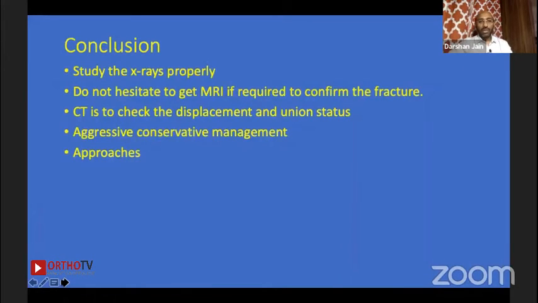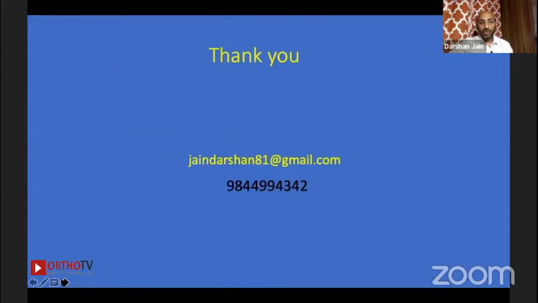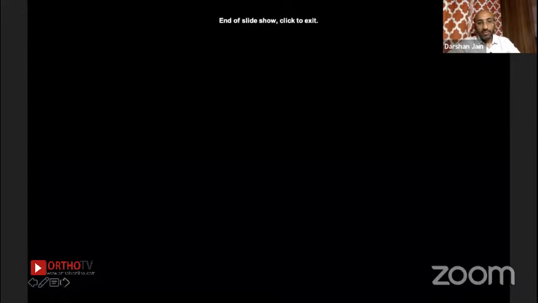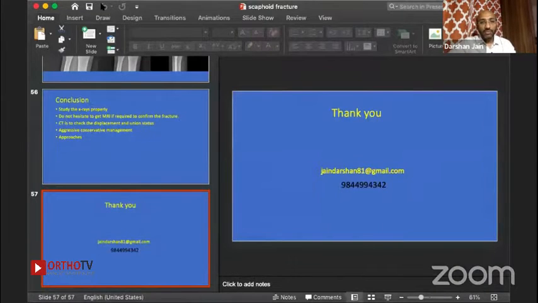So conclusion is this: study the X-rays properly. Do not hesitate to get an MRI if required to confirm the fracture. CT is useful to check the displacement and the union status, not to identify a fracture. Aggressive conservative management is the most common preferred. Be versed with both the volar and the dorsal approach. I'll just show you a video of the percutaneous fixation.